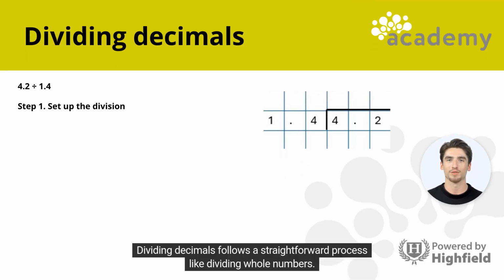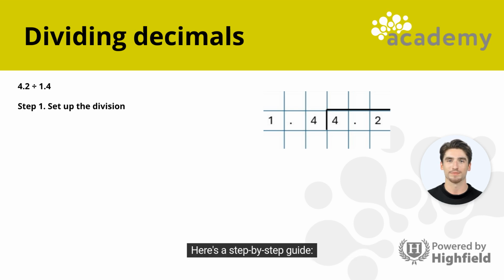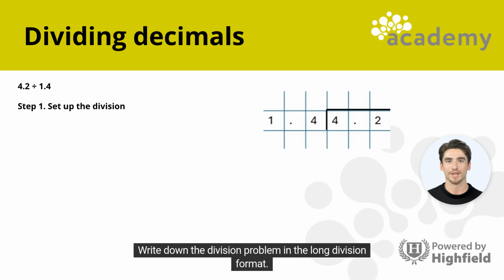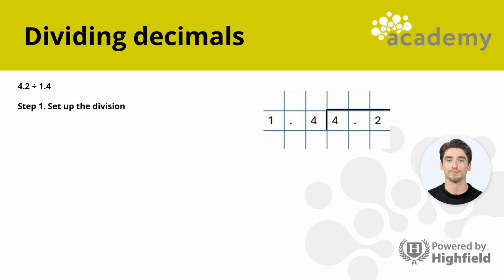Dividing decimals follows a straightforward process like dividing whole numbers. However, there are a few extra steps to account for the decimal points. Here's a step-by-step guide. Step 1. Set up the division. Write down the division problem in the long division format. You may also know this as the bus stop method. For example, 4.2 divided by 1.4.